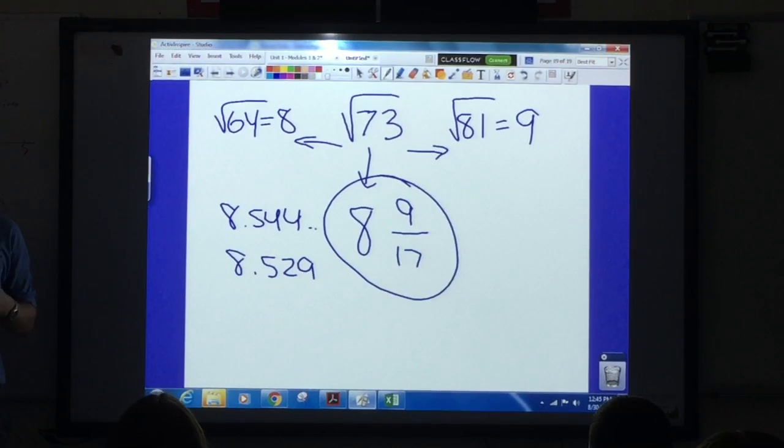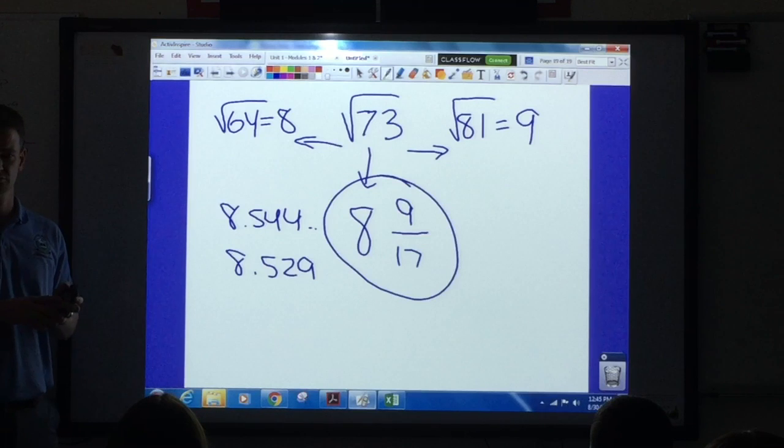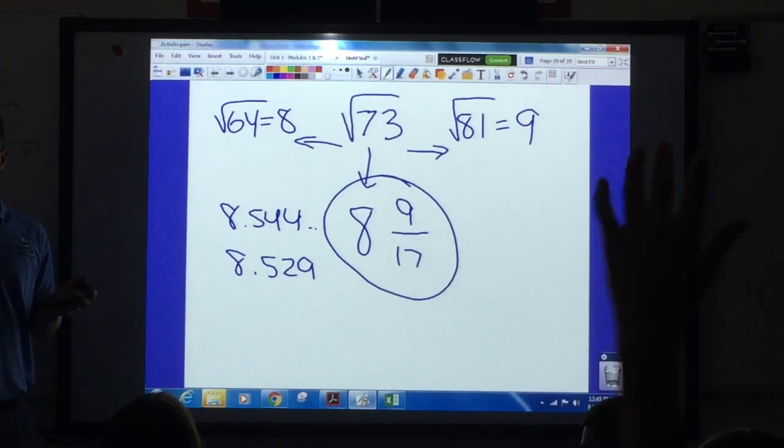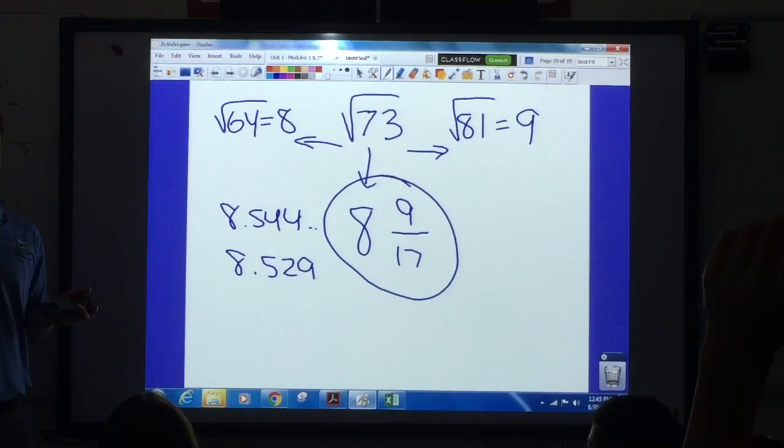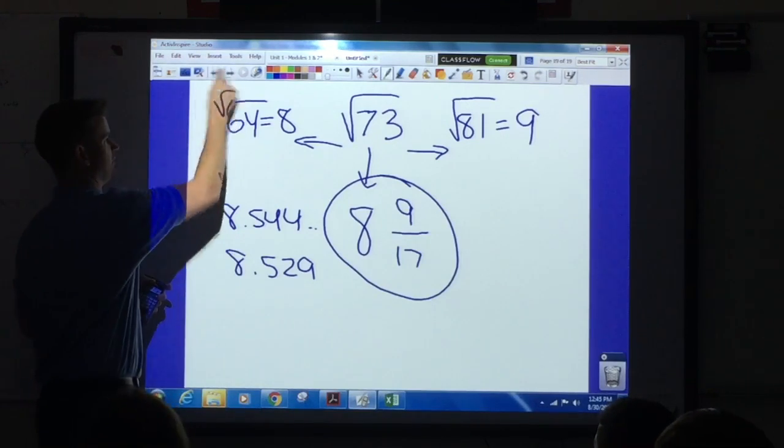So does this method get us really close? Yes, it does. Do you want to see one more? Yeah. One more. Who says yes? People say yes. If one person says yes, we do more. We don't move on until everybody has a good idea.